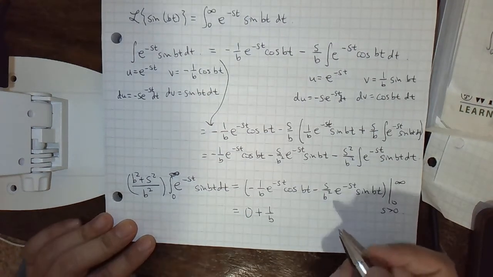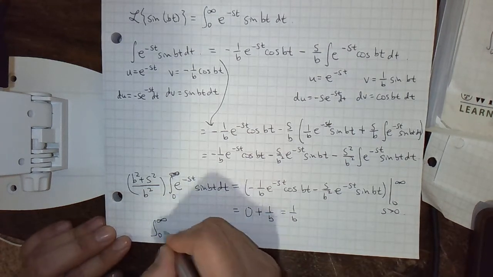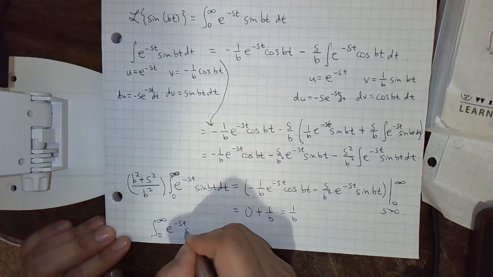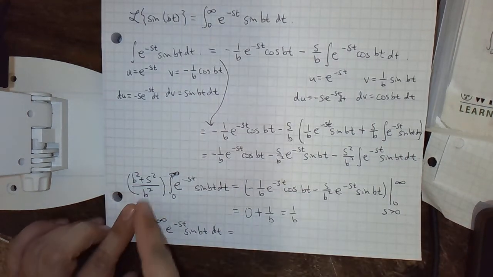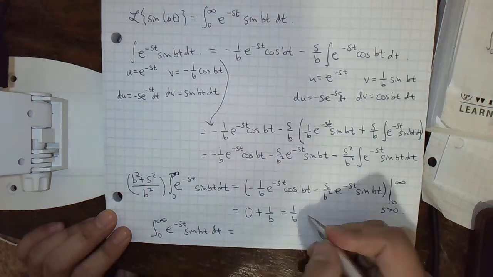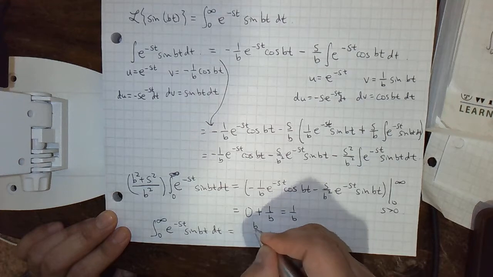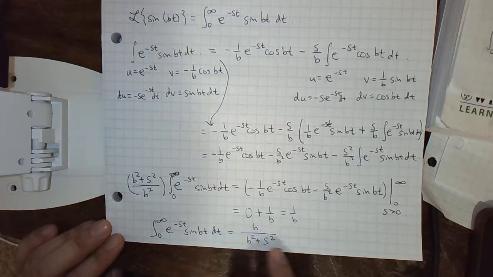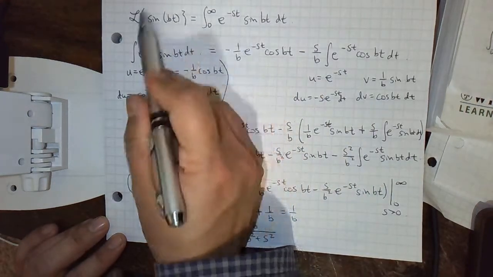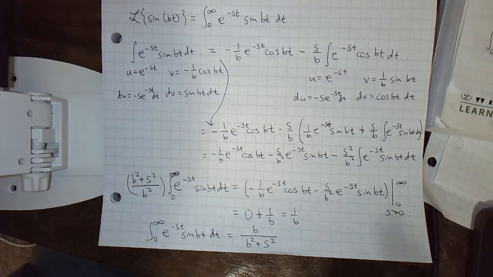And so that's just 1 over b, so we can solve for the integral that we're looking for finally. We're going to multiply both sides by b squared over b squared plus s squared. One of the b's in the b squared will cancel out with this b, so we'll be left with b over b squared plus s squared. And that's the Laplace transform of sine of bt, which we saw in the table. This is the answer that we saw in the table.